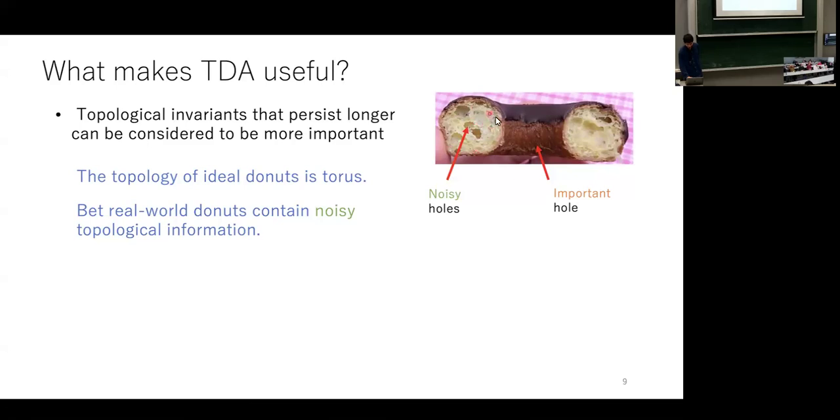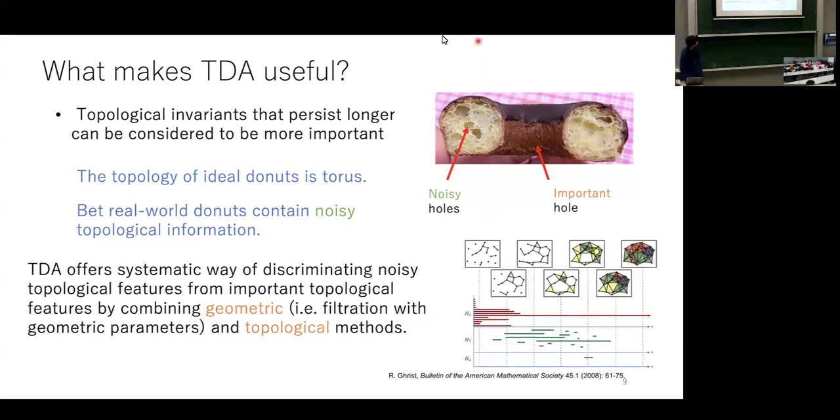Yeah, but maybe these noisy holes may also affect the taste. So maybe we also somehow want to discriminate them. TDA offers a very nice systematic way of discriminating noisy topological features from important topological features by combining both geometric and topological methods. The geometric part means, in the previous picture, I introduced some geometric radius, so they combine geometry and topology in a nice way. And the behavior of topological invariants in the filtration is usually summarized in this kind of barcode.